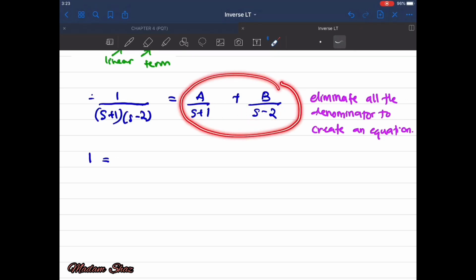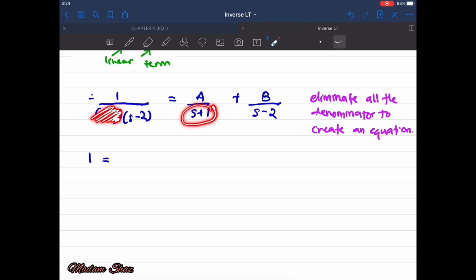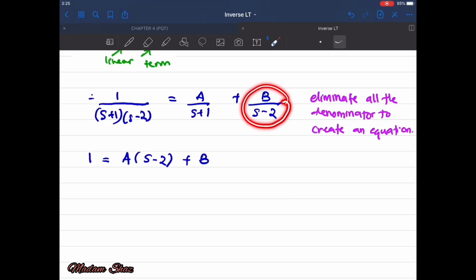If we have only 2 terms here, it's easy for us to cross multiply. But if you have 3 terms, whereby you have A, B and C, cross multiplying is not suitable. So the simple way: A is over (s + 1). We want to eliminate the (s + 1), which means we close the (s + 1) on the left hand side. The things that are still open, you multiply with A. So A is multiplied by (s − 2), plus B, where B is divided by (s − 2). On the left hand side we close the (s − 2), so the things that are still open here you multiply with B. So B multiplied by (s + 1).